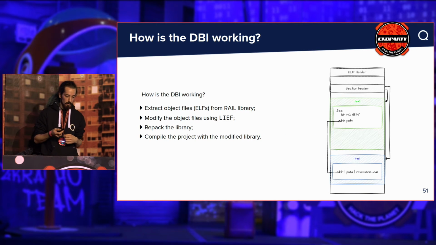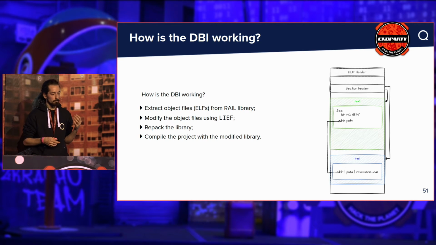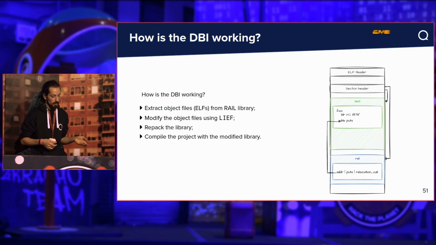The first thing is that since Rail is a precompiled library, this means that it's an archive file with a lot of object files, so intermediate compilation files.